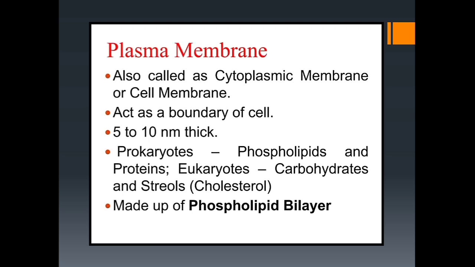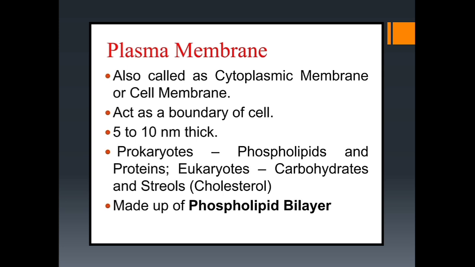Prokaryotes and eukaryotes both have a plasma membrane. In prokaryotes, the composition is mainly phospholipids and proteins. In eukaryotes, in addition to phospholipids and proteins, carbohydrates and sterols can be seen. Sterols means cholesterol, right? Cholesterol is important for eukaryotes to develop a plasma membrane for its normal function and movement. The plasma membrane is made up of a phospholipid bilayer.